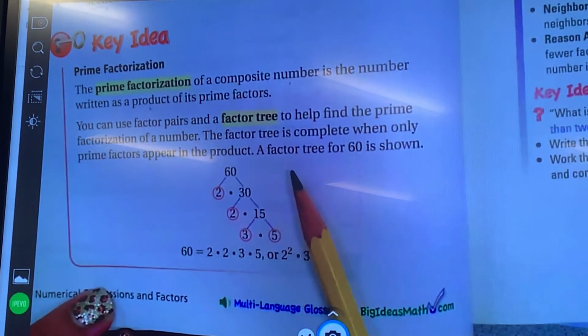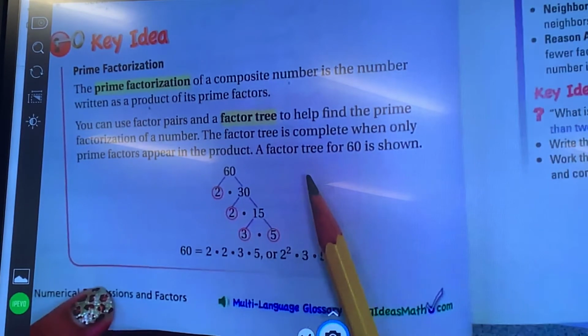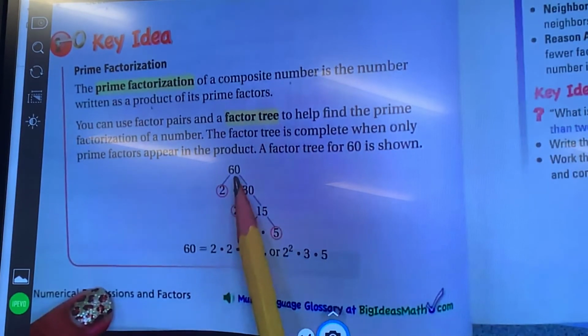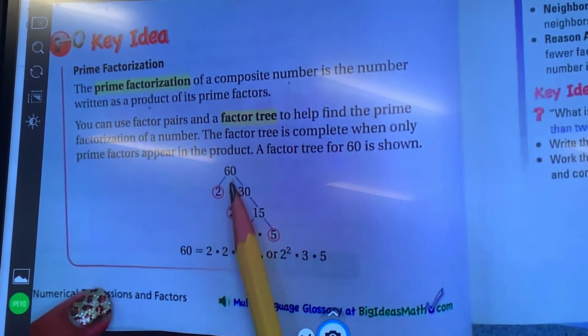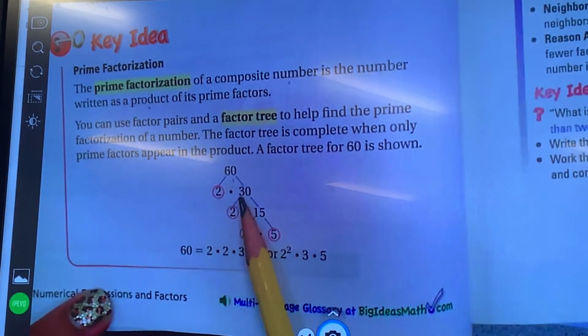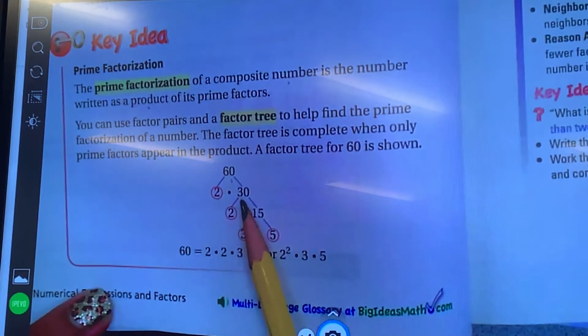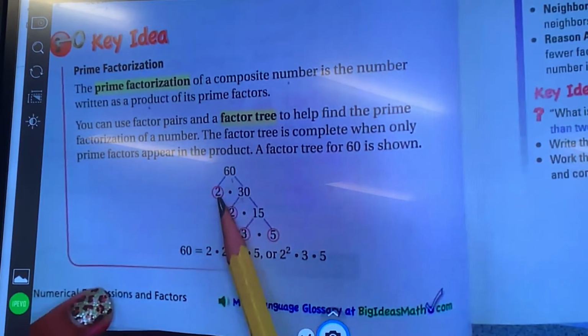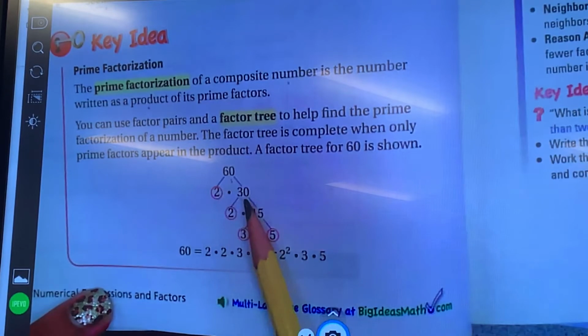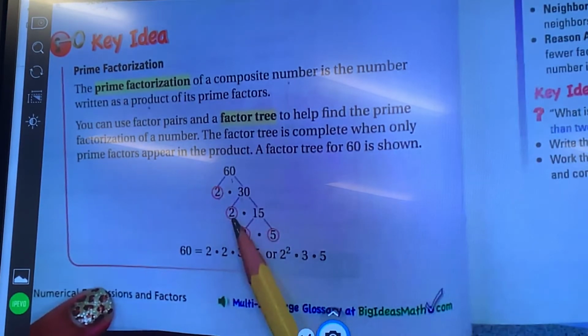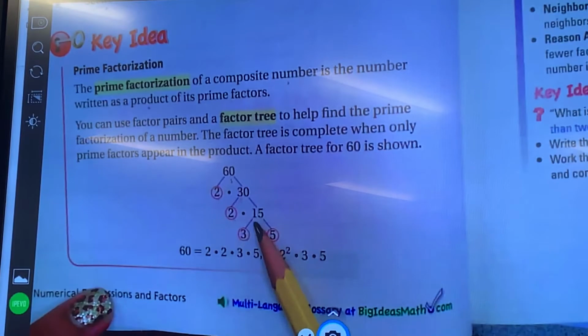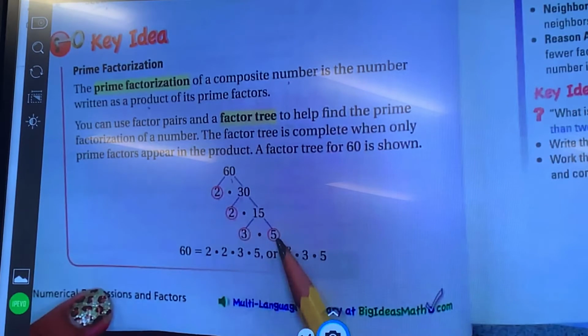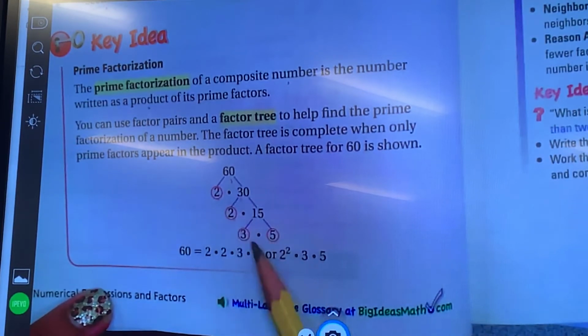The factor tree is complete when only prime factors appear in the product. A factor tree for 60 is shown. So let's see what they did. They started with 60. They knew that 60 was 2 times 30, so they picked a factor pair that they knew and started with it. 2 is prime, so they circled it. 30 is composite. They said that 30 is the same as 2 times 15. They circled their 2 again. 15 ends in a 5, so it can be broken down farther. They knew that 15 was 3 times 5, so now all the numbers that are left are prime.